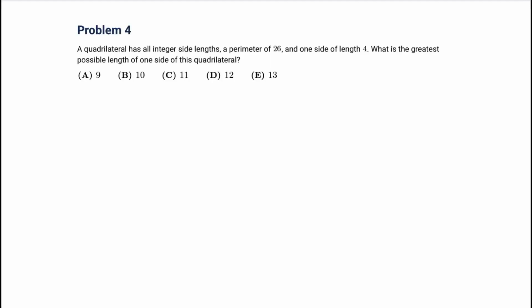A quadrilateral has all integer side lengths, a perimeter of 26, and one side length of 4. What is the greatest possible length of one side of this quadrilateral?